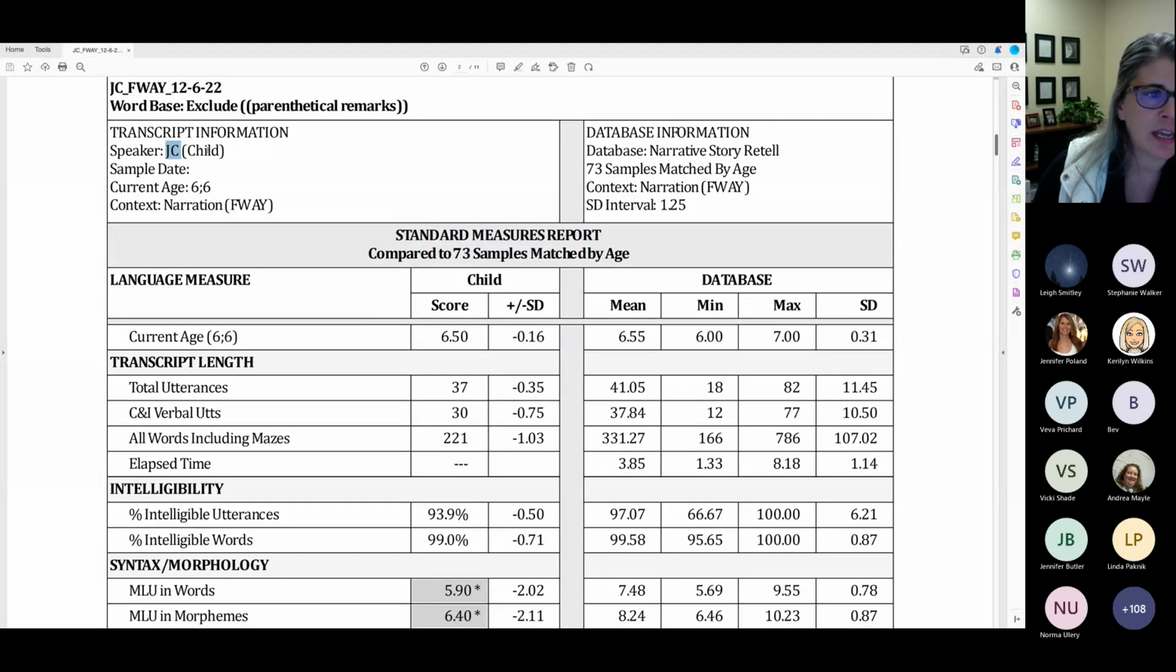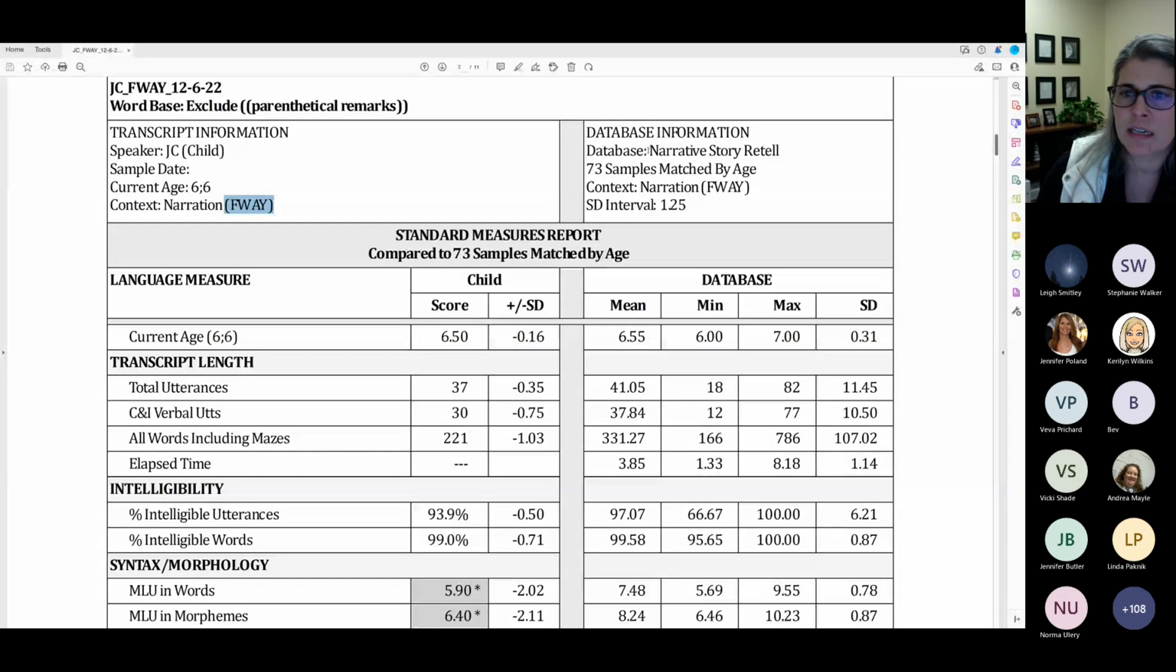So we have the child up here. We didn't have the sample date, but we do have the age. And then we have the context. This is the information about the database that you have available to you. So this is about the child. Anything on this side of the column tells you about the database that he got compared to.